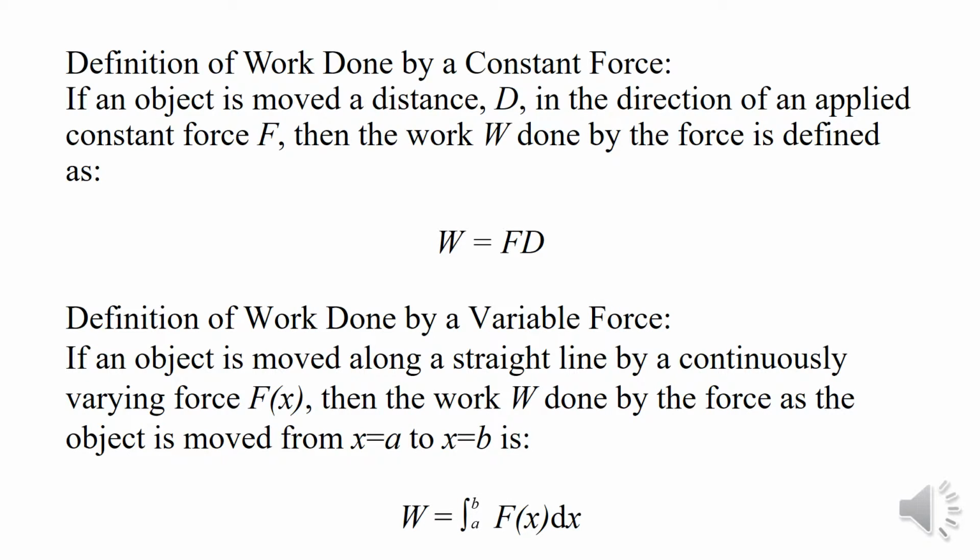If the force isn't constant, it's changing, we call it a variable force. The definition of work done by a variable force is: if an object is moved along a straight line by a continuously varying force f of x, then the work W done by the force as the object is moved from x equals a to x equals b is W equals the integral of f of x from a to b.